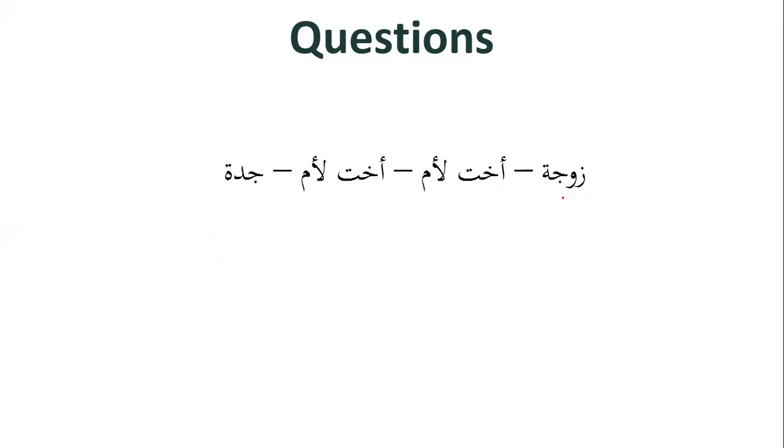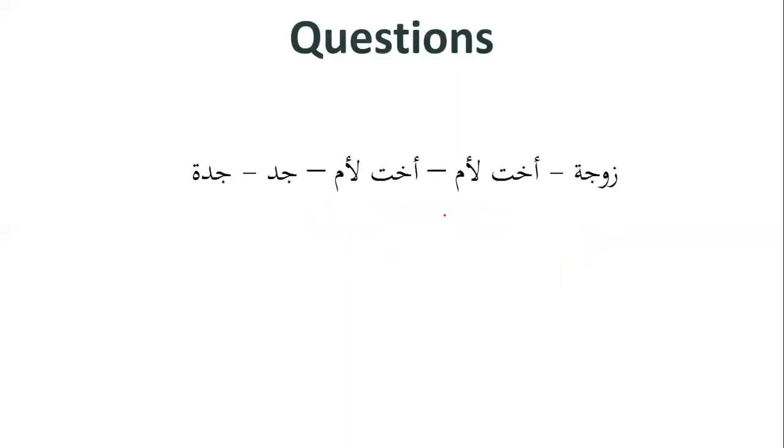In this question, we can see there are no ibns, no bints. Hence, the zawja will receive 1/4. The ukht li ummin will receive 1/3. In this question, we can see there are no ibn, no bints, and hence the zawja will receive 1/4. The ukht li ummin will be mahjub because of the jad, and the jad will receive asaba.